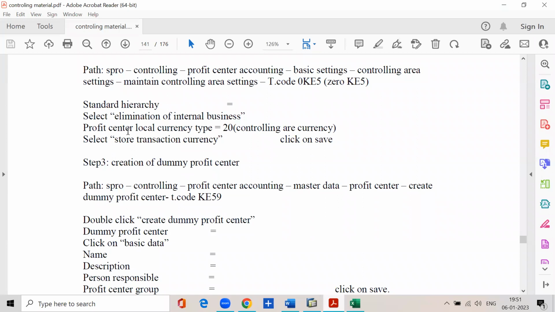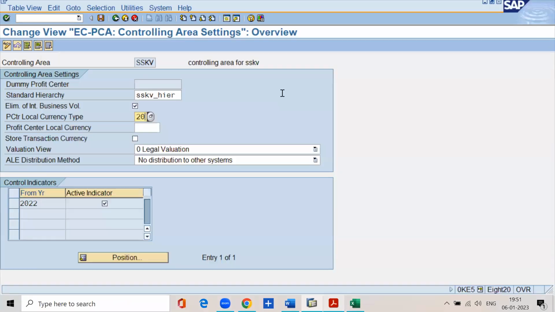You add one more sentence there. Profit center local currency type. After that, you add one more sentence. Profit center local currency INR. Select store transaction currency.